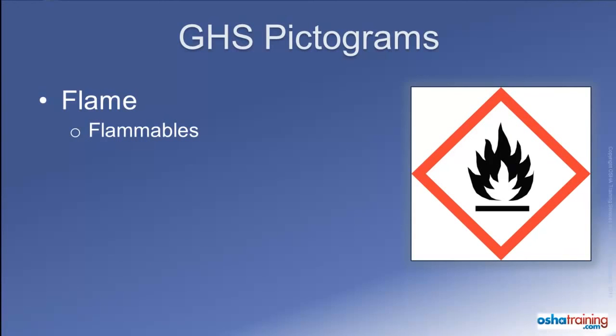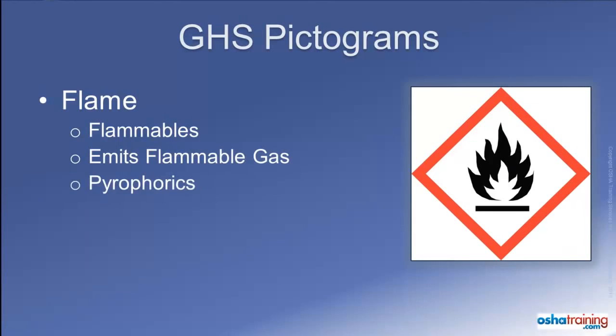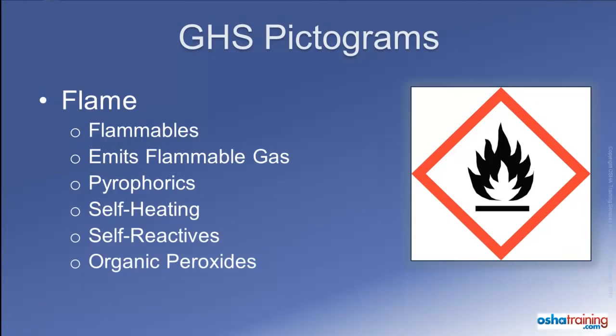This pictogram will also appear on labels of products that emit flammable gases, those which are pyrophoric, which means the chemical can possibly ignite within minutes of being exposed to air, self-heating chemicals, self-reactive chemicals, and organic peroxides, which are found in many products such as catalyst and curing agents.